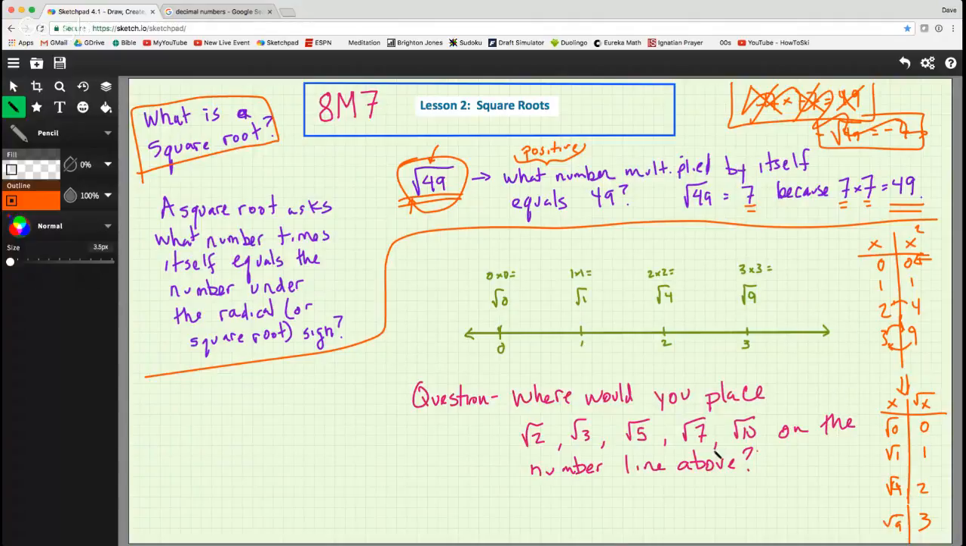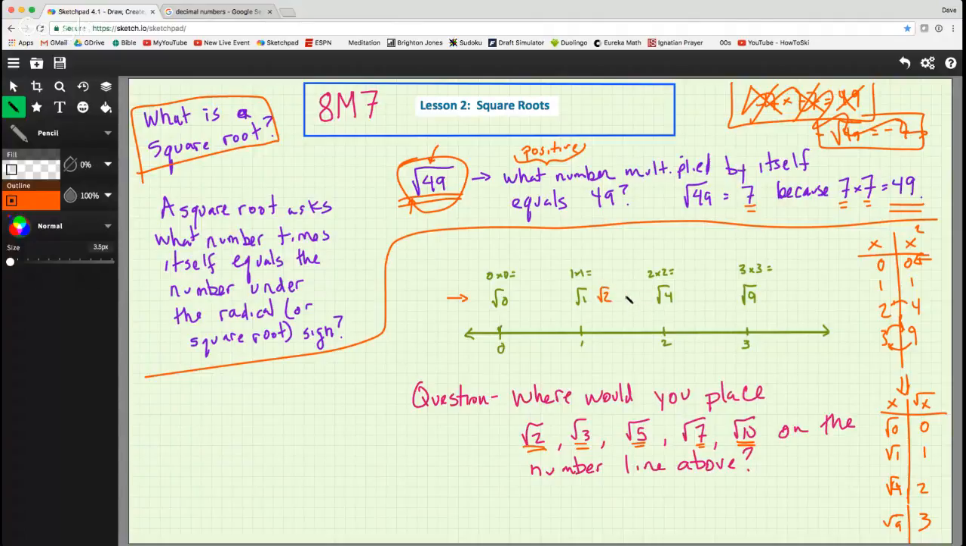Okay, now let's move on and ask this question then. Where would you place on this number line these numbers? The square root of 2 and the square root of 3, the square root of 5, square root of 7, and the square root of 10. Well, they have to fit in order on this line here. So if I said, where's the square root of 2? Well, it wouldn't fit here, because the square root of 1 is 1. So if 1 times 1 is 1, then there's not a number smaller than 1 times itself that will equal 2. So the square root of 2 must go over here.